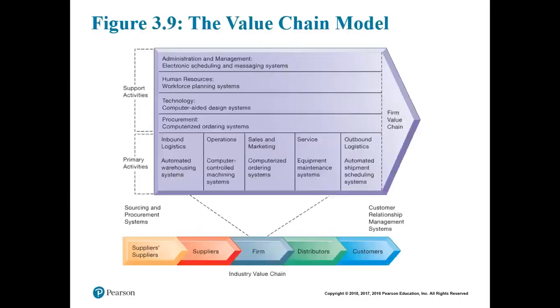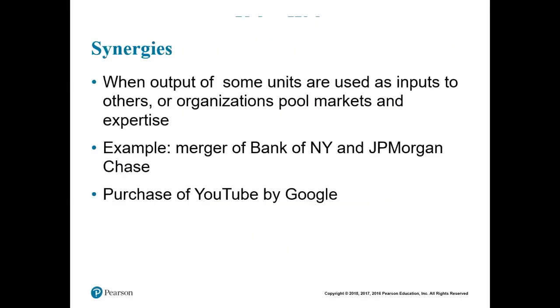As I said, we're not going to discuss the value chain model. Synergies: when output of some units are used as inputs of others. I'm not going to look at the Bank of New York and JP Morgan example. I am going to look at YouTube, however.